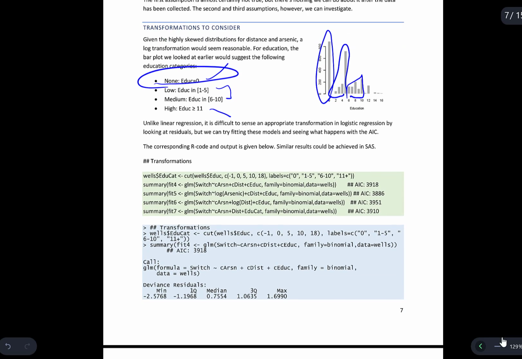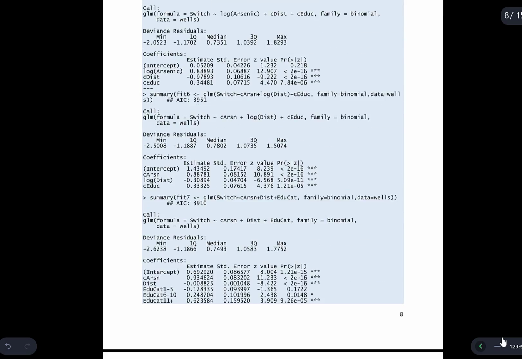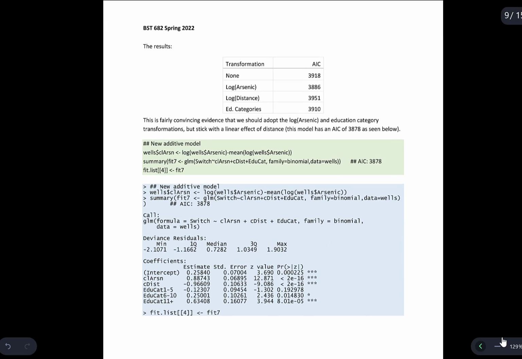Now, unlike linear regression, it's difficult to sense an appropriate transformation in logistic regression by looking at the residuals, but we can try fitting these models just to see what happens with the AIC. And so below, with the corresponding AICs, here's what we have in R with the output. And then here we have the results in a table. So this is fairly convincing evidence that we should adopt the log arsenic and education category transformations, but stick with the linear effect of distance. And so notice that this model has an AIC of 3,878 as seen below.